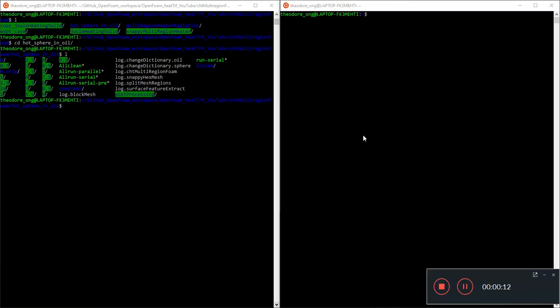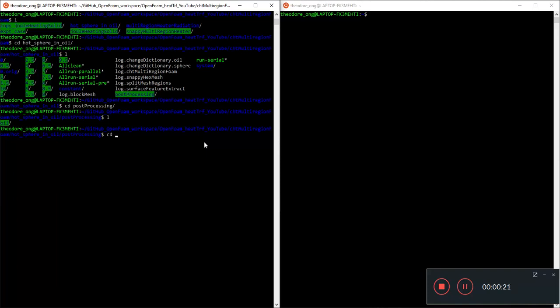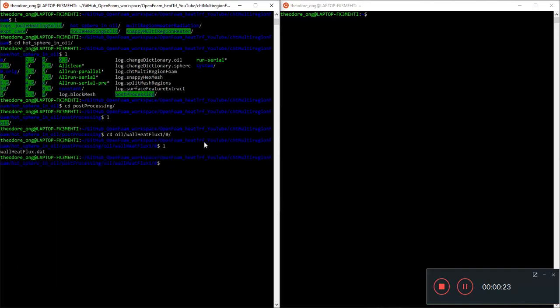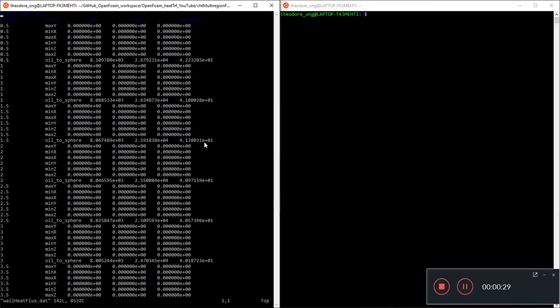So in the last video we talked about wall heat flux, and very successfully we have seen that in our post-processing we have suitable wall heat flux values being put out, which is great. Next thing we want to do is to calculate the heat transfer coefficient.